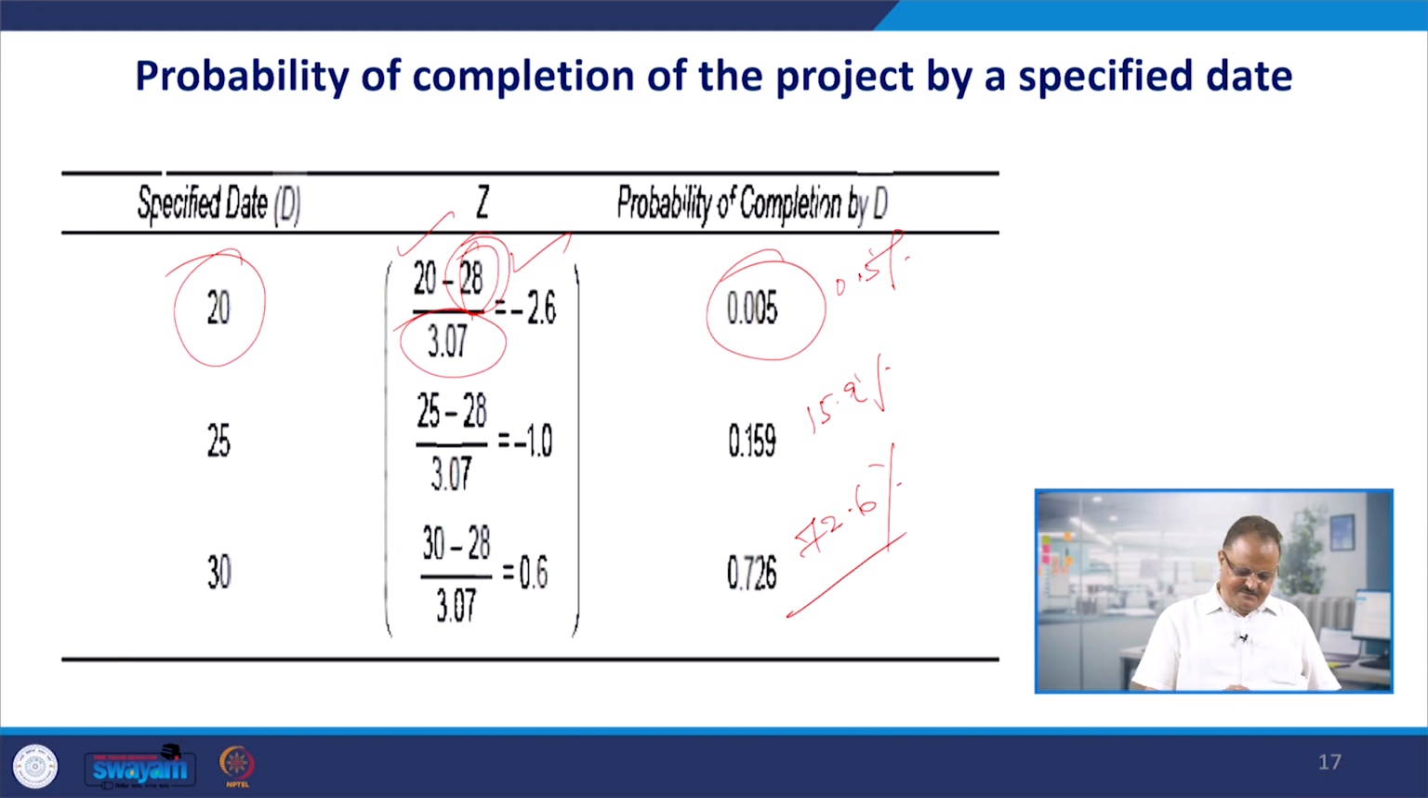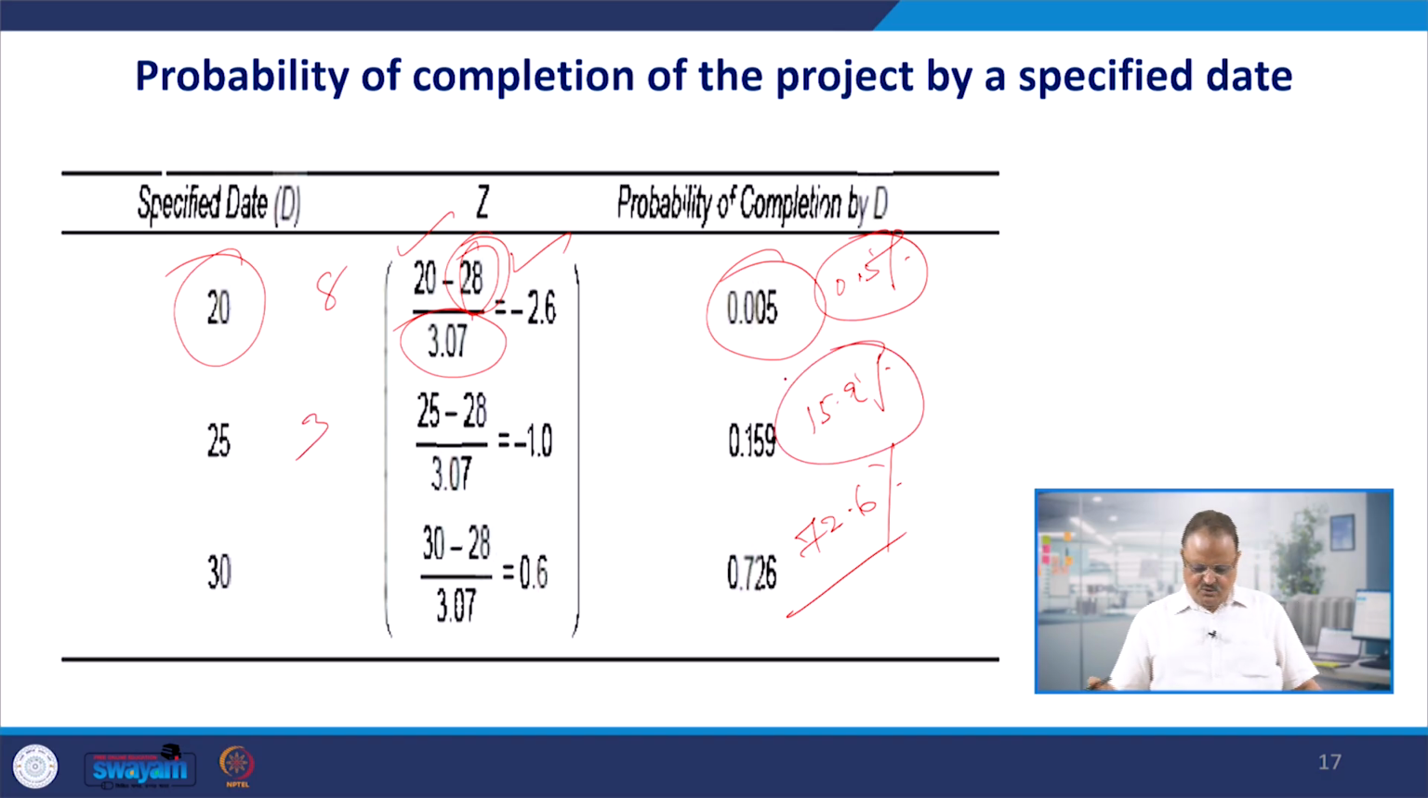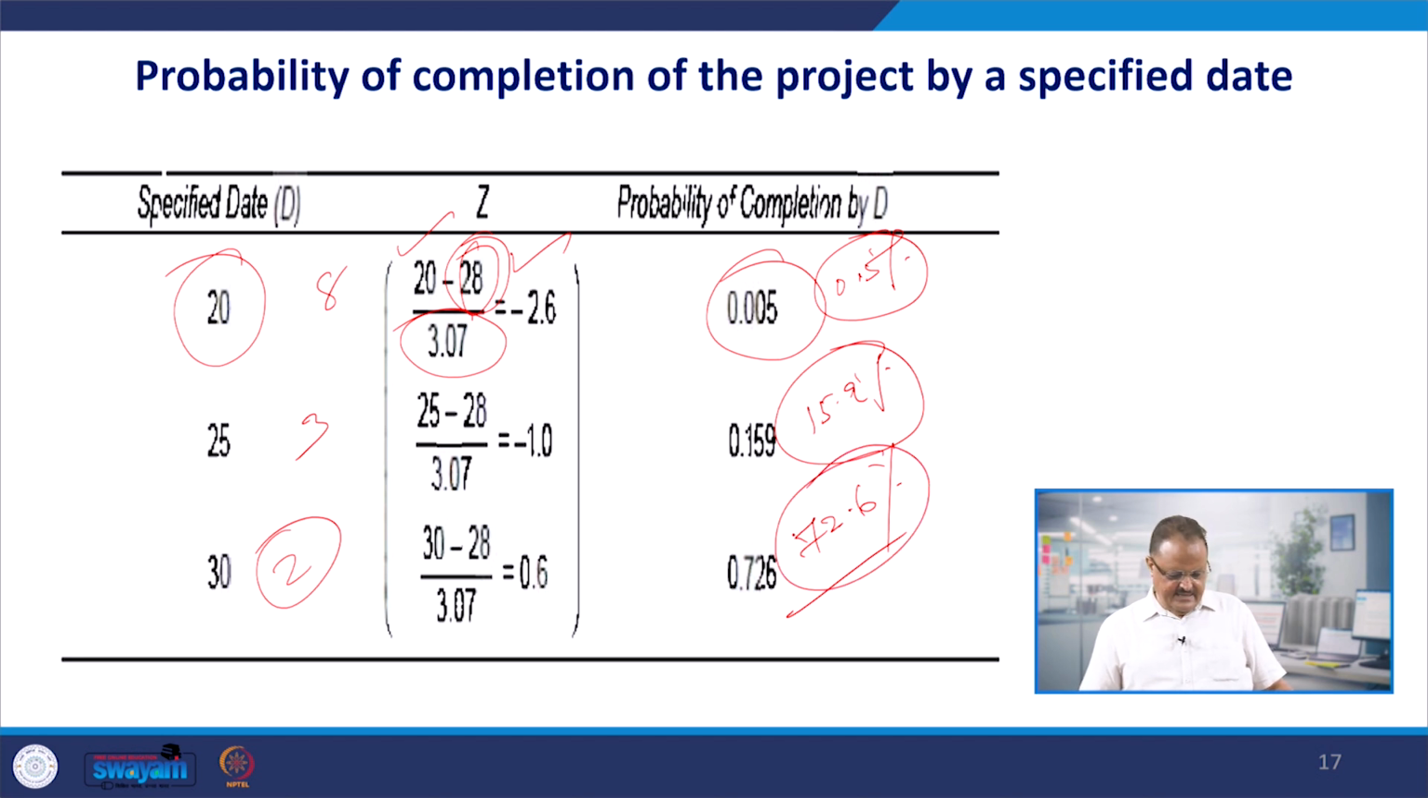For example, the difference between 20 and 28 is 8, so the probability is very bleak, just 0.5%. The difference between 28 and 25 is 3, so the probability goes up to 15.9%. And when the difference is only 2, that is 28 and 30, the probability increases to 72.6%. So there is a 72.6% probability that the project would be completed by the 30th of the month.